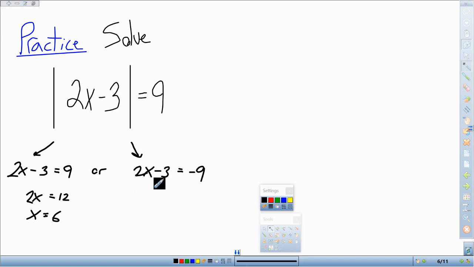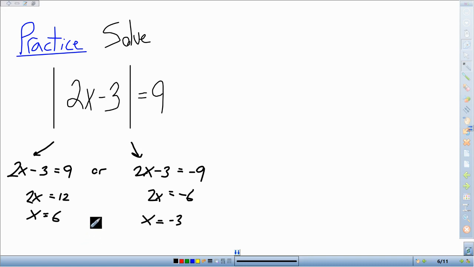Okay, same idea. I'm going to do that on this. Adding 3 to both sides, I'm going to get a 2x equals a negative 6. Dividing both sides by 2, x equals negative 3. Okay, and don't forget that "or" in between. So there are my two possible answers.